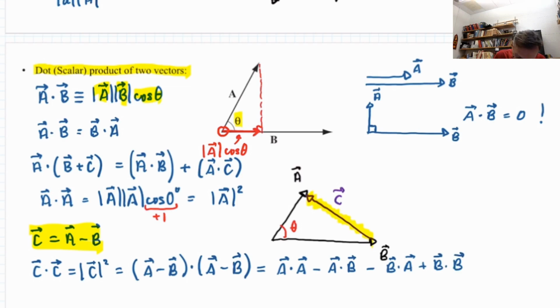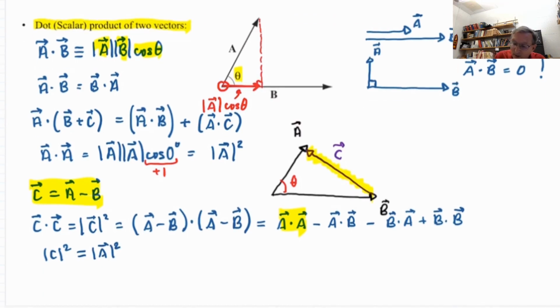Okay, so I'm getting an expression for the magnitude of C squared here. Note I have here A dot A. Any vector dotted with itself is the magnitude of that vector squared. So that's the magnitude of A squared. And we have B dot B here at the end. But that's the magnitude of B squared. So let me write that one next. Plus magnitude of B squared.